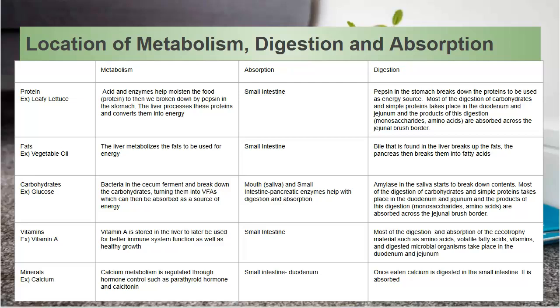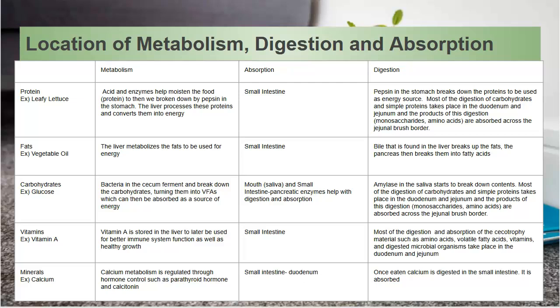Next, we're going to be looking at fats. An example would be vegetable oil. The metabolism occurs in the liver, and it breaks down the fats to later be used for energy. The absorption occurs in the small intestine, and for digestion, bile that is found in the liver breaks up the fats, and then the pancreas breaks them down into fatty acids.